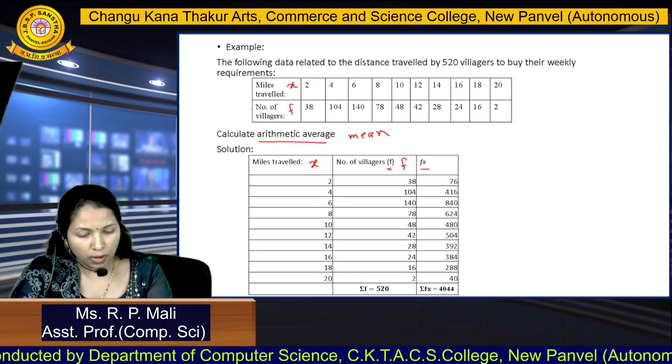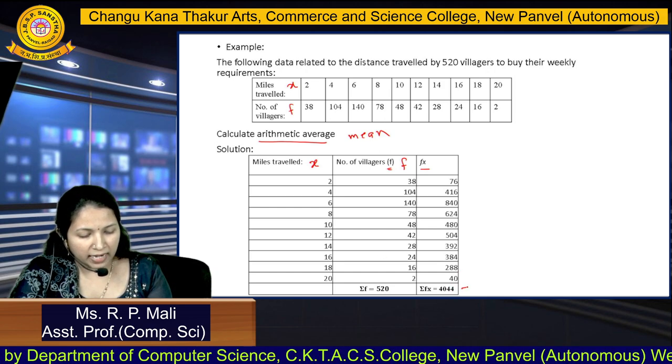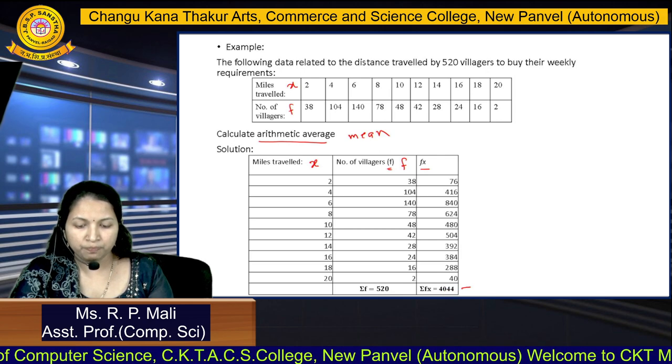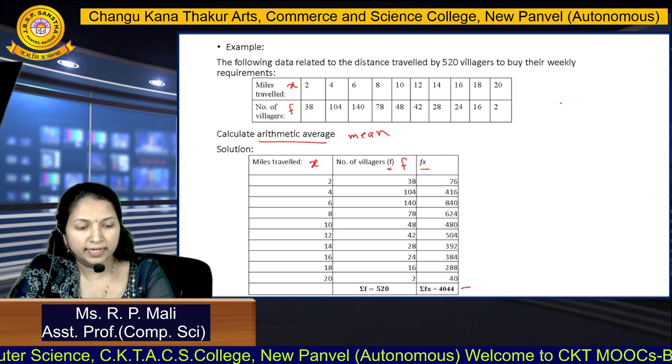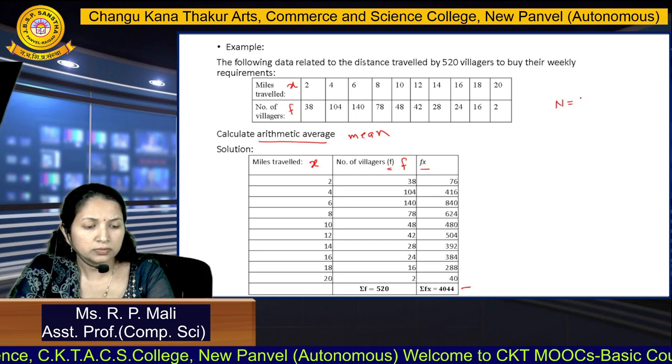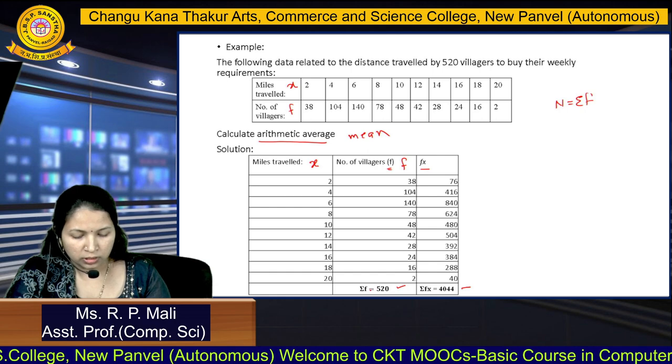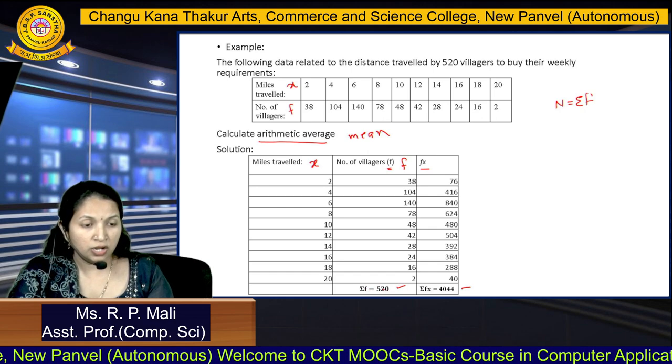After that, we are going to add this column. After the addition, you will get the answer as what? 4044. Okay. And then as for the discrete data, your N is what? The summation of frequency. So that's why we found the summation of frequency, that is 520.